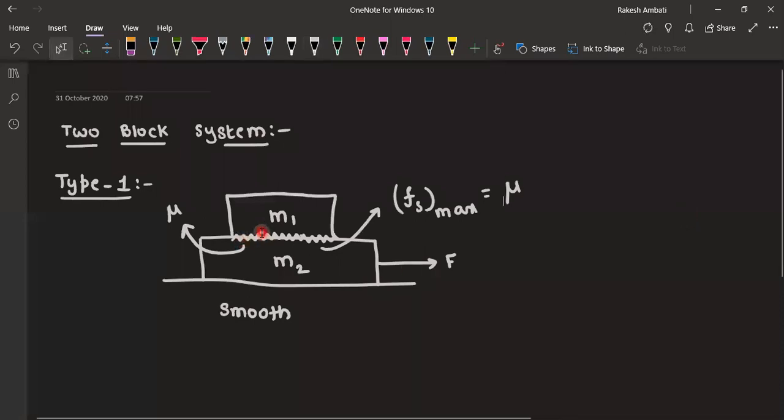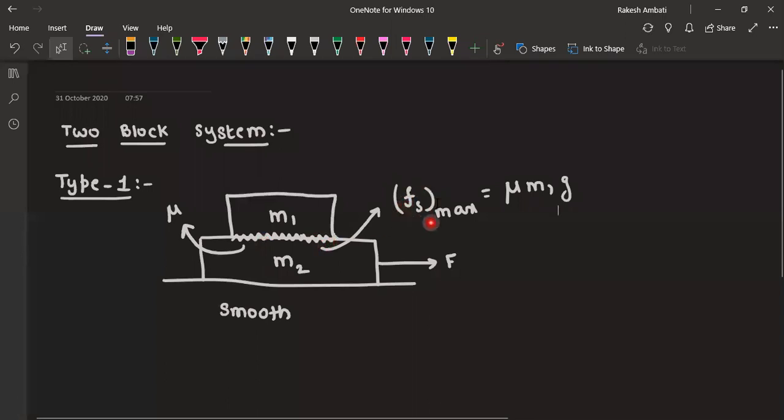On this rough surface, what is the value of normal force acting? M1G or M2G or M1 plus M2 into G? M1G. On this rough surface, only M1 weight is acting. So Fs maximum equal to mu into M1G. And what is the importance of this static frictional force?